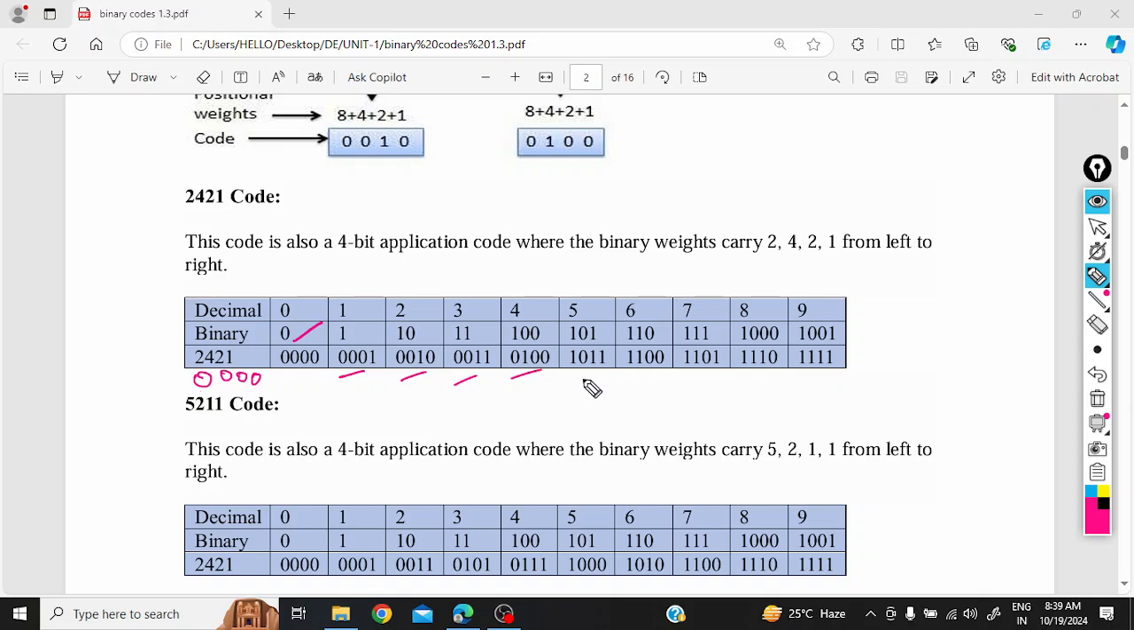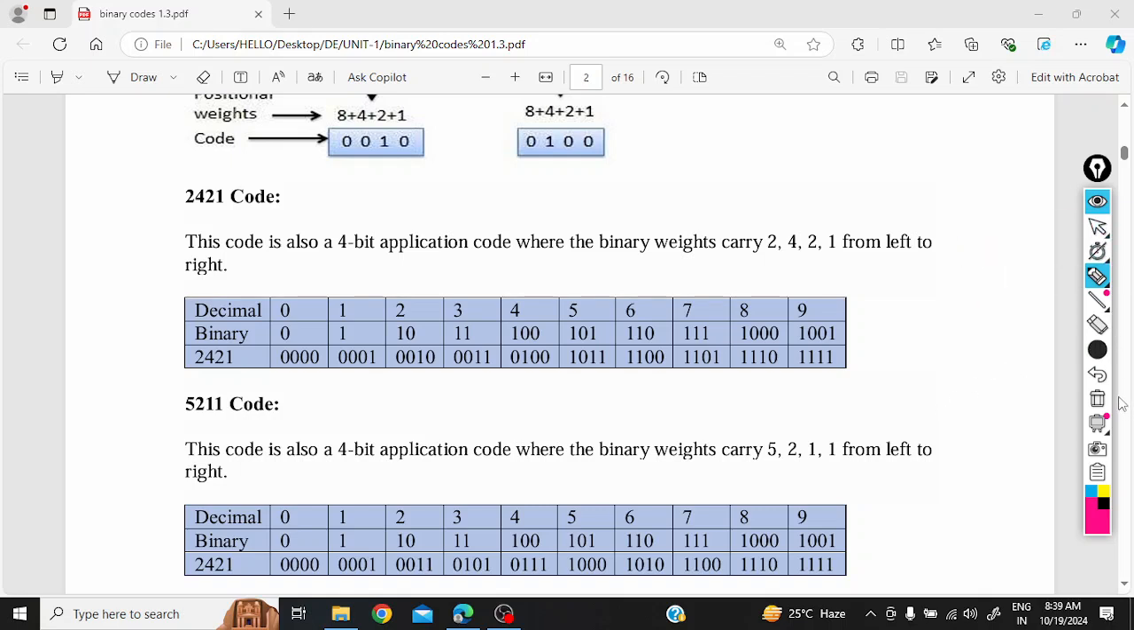For 0, 1, 0, 1, you can see the positional weights as 4, 1, so my total value is 5. For 6, 0, 1, 1, 0, that is 2 plus 4. Next for 7, 0, 1, 1, 1. For 8, 1, 1, 1, 0. Next for 9, if I am adding everything, 2, 4, 2, 1, the maximum value that I can represent under the 2421 code is 9. So this is what is present under 2421.